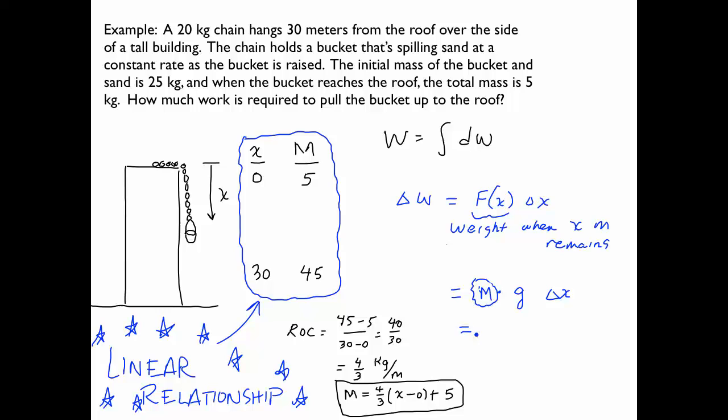And if you could have done it a totally different way, that's fine. Somehow you have to, given two quantities changing together, and we need one in terms of the other, you need to have a method to come up with that relationship. So this is one example of that. So 4/3 x plus 5.